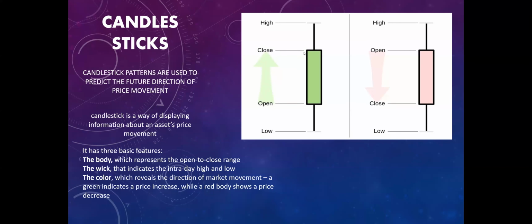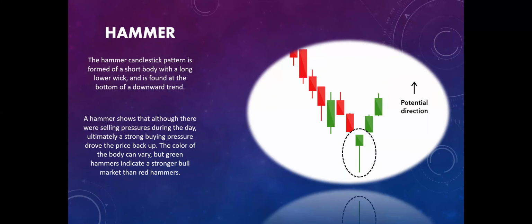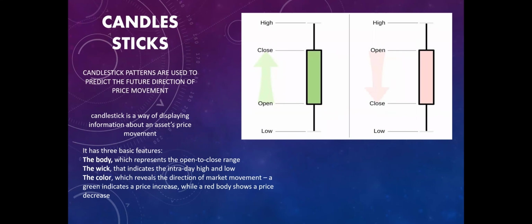And then of course, there's the color. The color reveals the direction of the market movement. A green candle means the price is going up. A red candle means the price is going down. And as we know, candle patterns are used to predict the future direction of the price movement. Today, we're going to talk a little bit about some candlestick patterns.